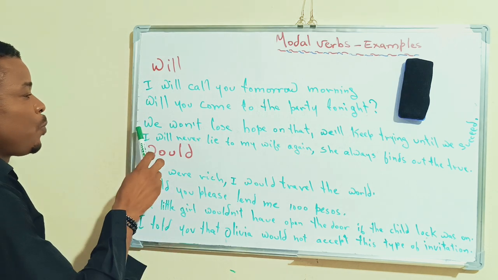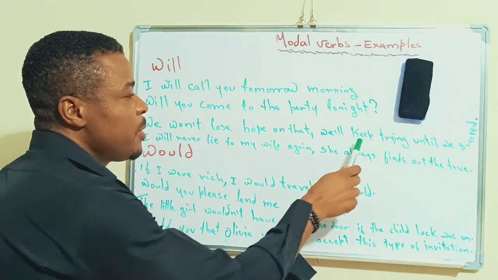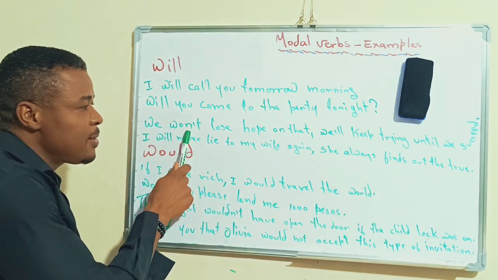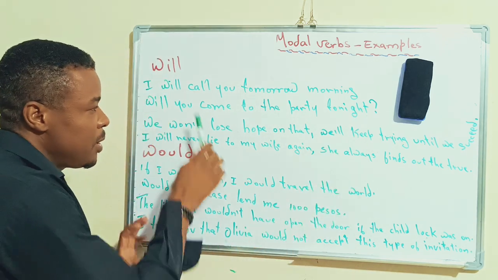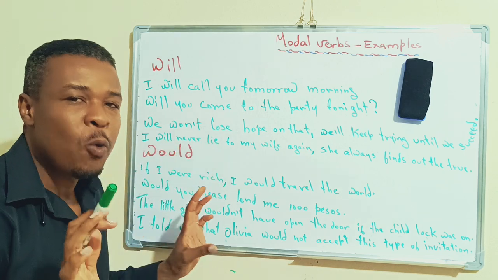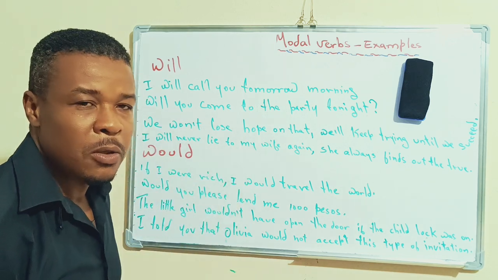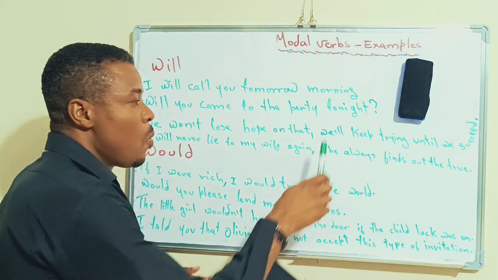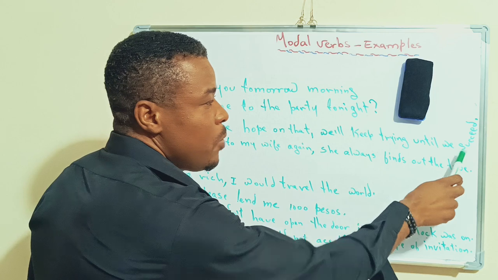The next one. We won't lose hope on that. We'll keep trying until we succeed. Aquí hay una contracción de will not. Ahí hay una contracción de we will. ¿Ok? Para que entiendan. Por eso puse esos ejemplos así, tan diversos, para que tengan más o menos un poco de cada cosa, ¿no? We won't lose hope on that. No perderemos la esperanza en esto. En tratar. We'll keep trying until we succeed.